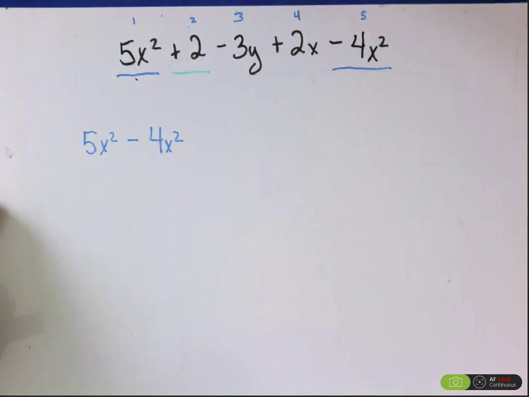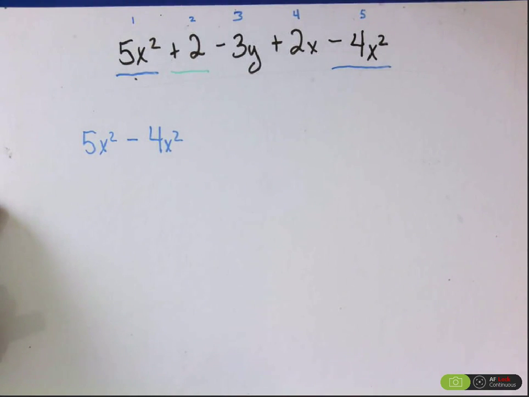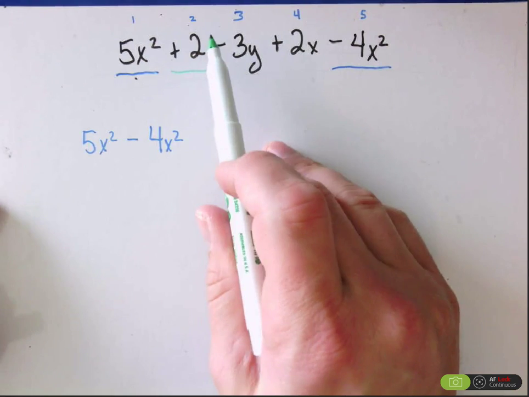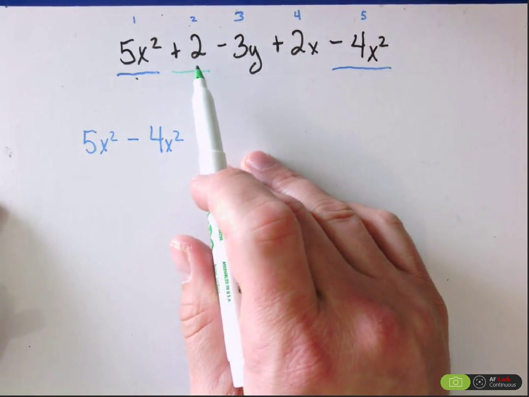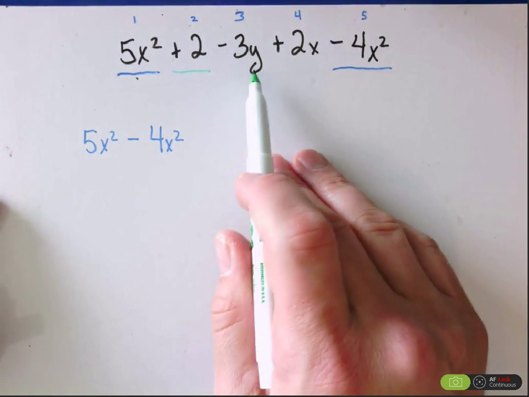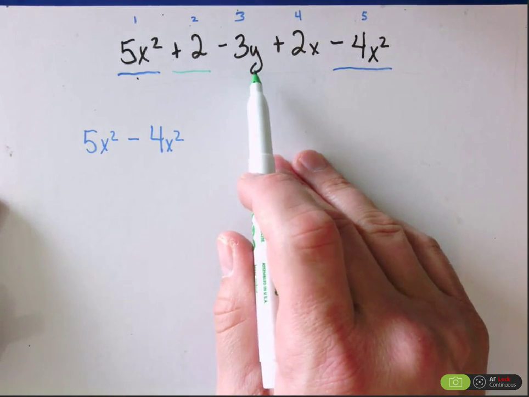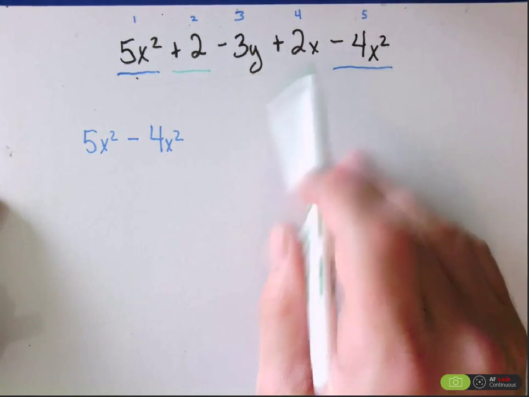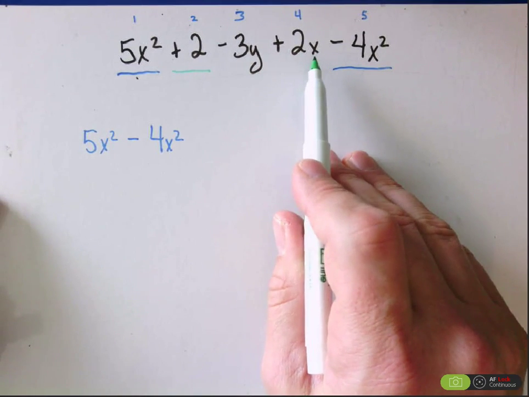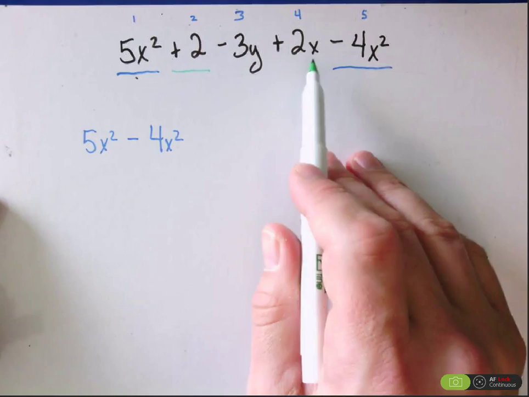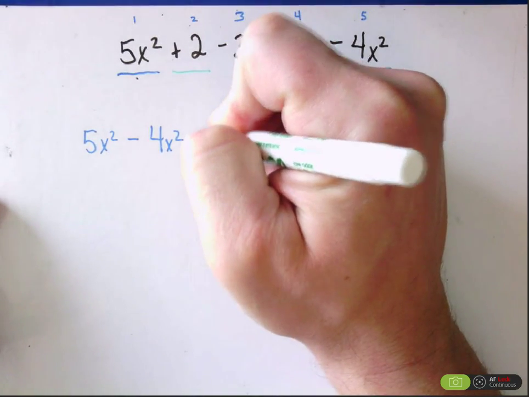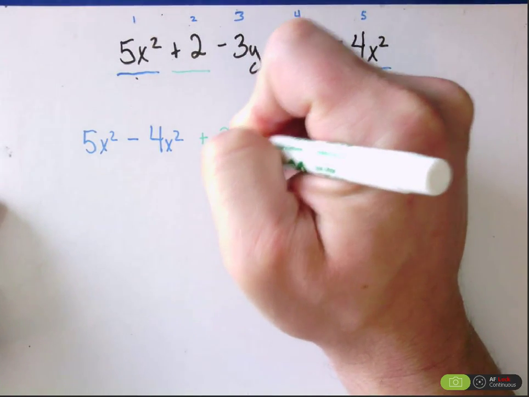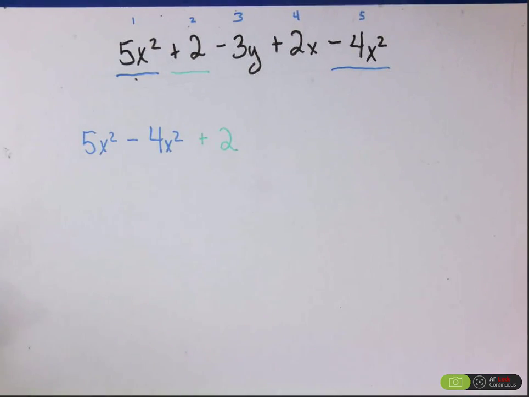It's plus 2. Well, we're looking for another constant because there's no variable here and no exponent that it's raised to. So all we're looking for is another number left by itself. Well, the next term is minus 3y. That has a variable of y, so that's not it. And plus 2x. Well, that has a variable of x. So neither of these are like plus 2. So that one's on its own. So I'm going to rewrite plus 2. There's nothing I can combine it with.